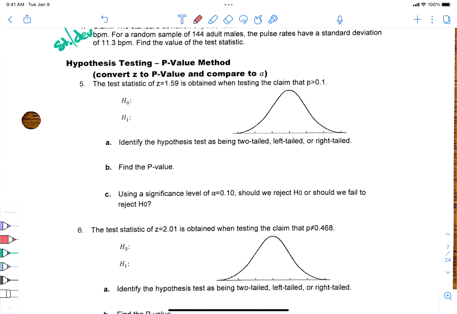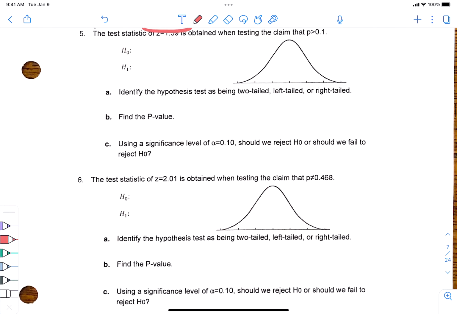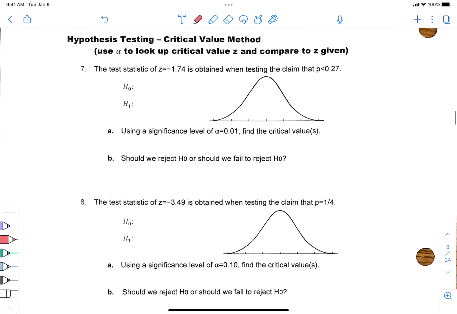And let's go down to number 5. And here we are converting to p-value. We're doing the p-value method, the method that we just got done doing. We will do one of these, and then let's go to the other side, and let's do number 7 together, and that's the critical value method. Can we do that? Yeah. So we'll do one p-value, we'll do one critical value, and then you try to do the rest of them on your own and see how that goes, right? Yeah. We'll see how that goes.